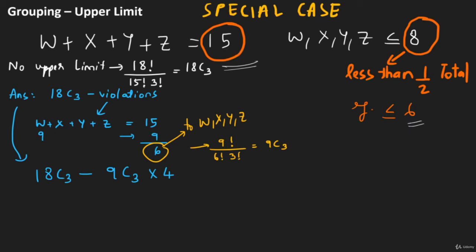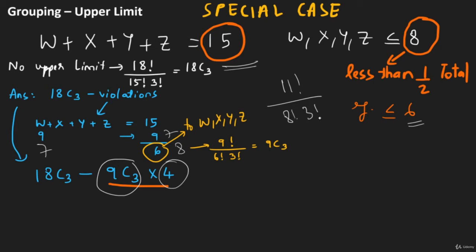In this type of case, we cannot simply find the violations where one of them is given 7 and multiply that value with 4, right? It would not be 9C3, it would be giving 7 to W. If 7 is given to W, we will be left with 8, right? 8 plus 7 is 15, so we'll be left with 8, and 8 given to W, X, Y and Z would be 11 factorial by 8 factorial into 3 factorial, which is 11C3. So in that case, we cannot simply do 18C3 minus 11C3 into 4.